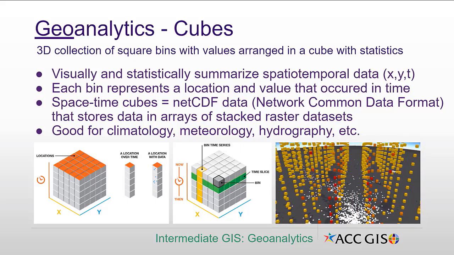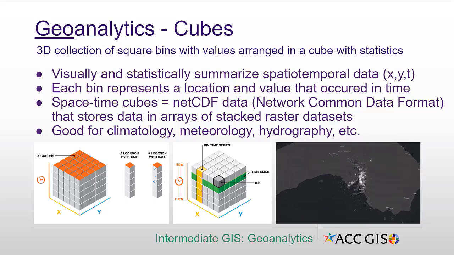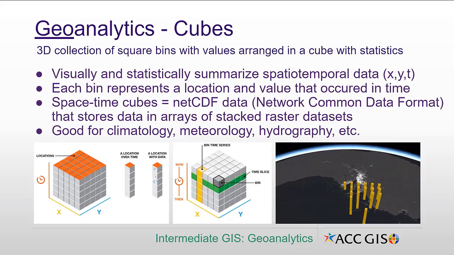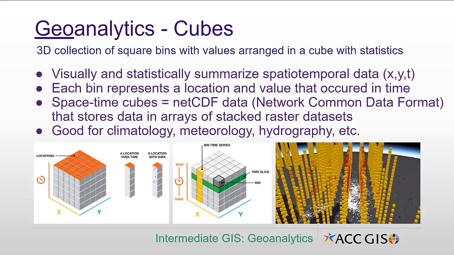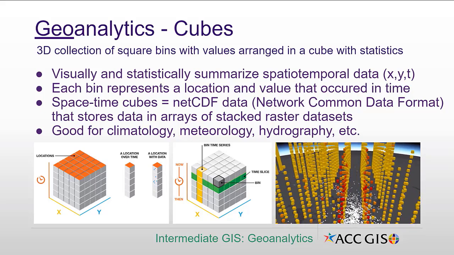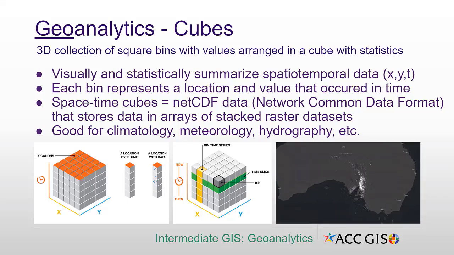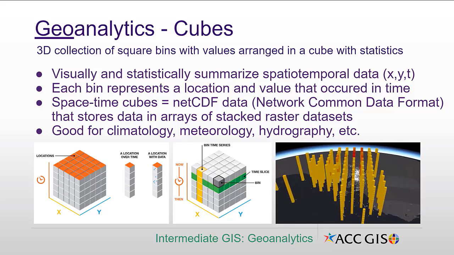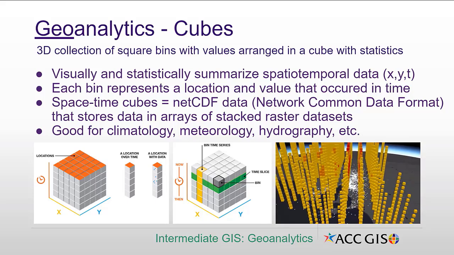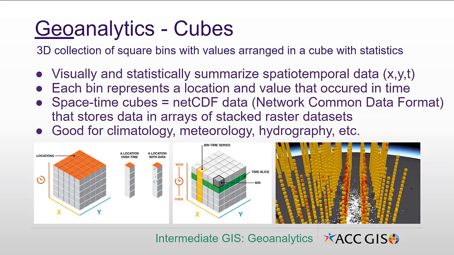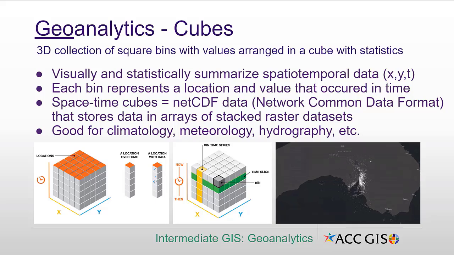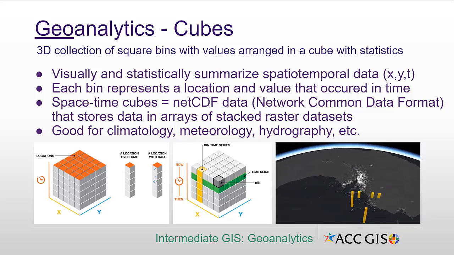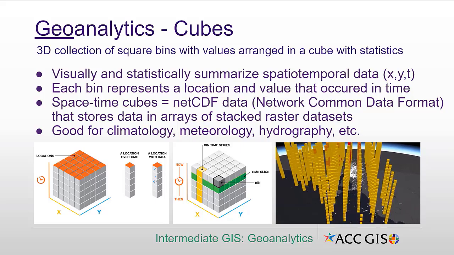And if you look at the graphic in the bottom middle of your screen, you can see a diagram of a cube in which individual bins are stacked together to form a cube. And notice that the cube is located at an XY location over time. So any one column of bins is referred to as a time series because it shows that location and how the values change over time. Or a time slice where you're looking at all the bin values across your mapped extent for a particular time.